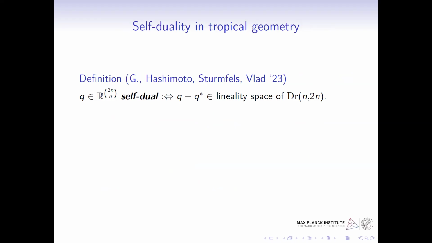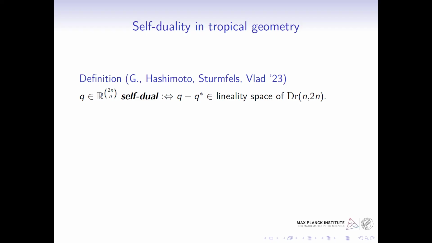And now we say a point is self-dual whenever Q minus Q star is in the lineality space of the Dressian. Okay, so the Dressian is a polyhedral fan, and each of the cones contains a vector space, the same vector space, and this is called the lineality space of the Dressian, okay? And this lineality space is the role of the lambda of the torus action from before, right?